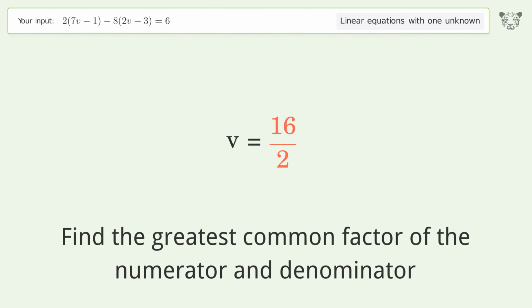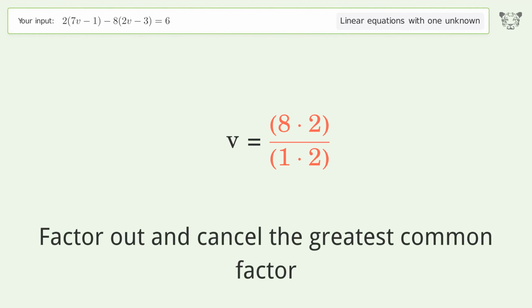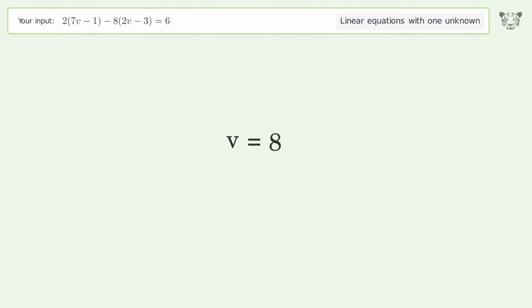Find the greatest common factor of the numerator and denominator. Factor out and cancel the greatest common factor. And so the final result is v equals 8.